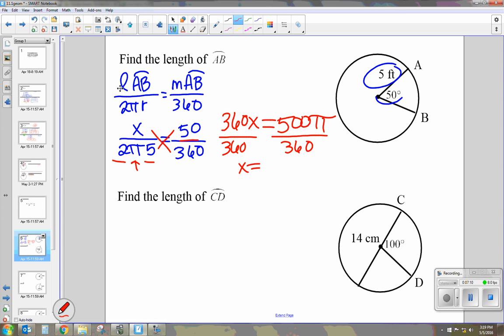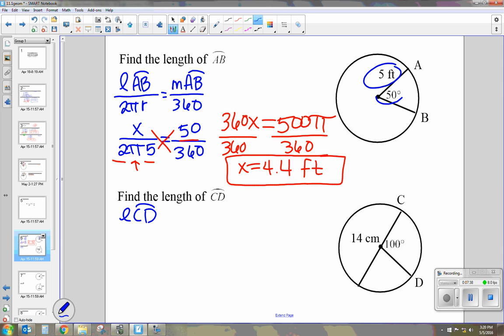We put this into our calculator as 500 pi divided by 360, which is going to be about 4.4 feet. Since it's length, this unit is in feet. Okay. Next one, once again, we're finding the length of the arc. So I'm going to write down my formula.